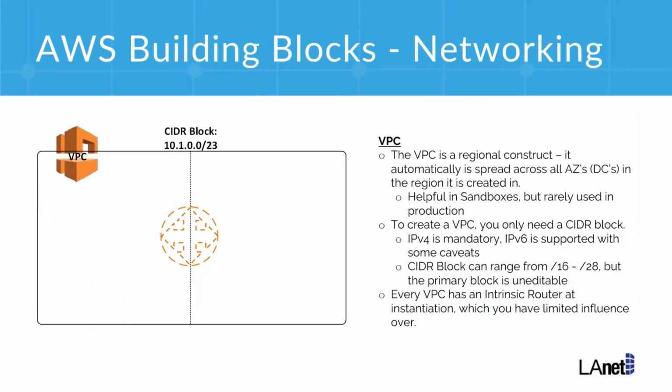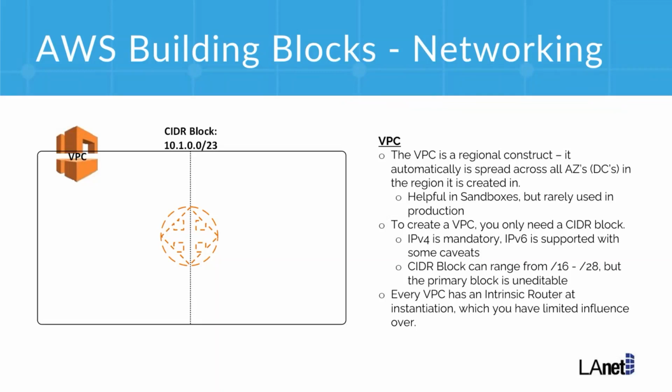Okay, so probably the most fundamental thing when it comes to networking would be the VPC, which stands for Virtual Private Cloud. And the VPC is a regional construct, right? So when you build a VPC, it automatically is spread across all the availability zones that are in that region, right? So the VPC can automatically reach all AZs. Whether you configure anything in those AZs is a different matter altogether, but it has access to all the AZs within the region it's created in.